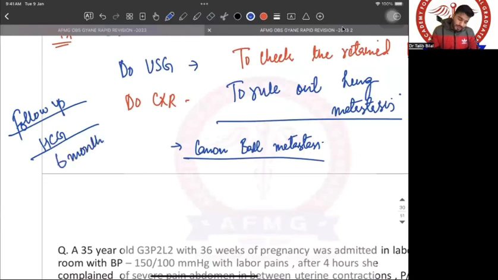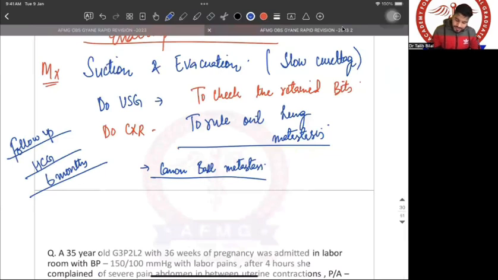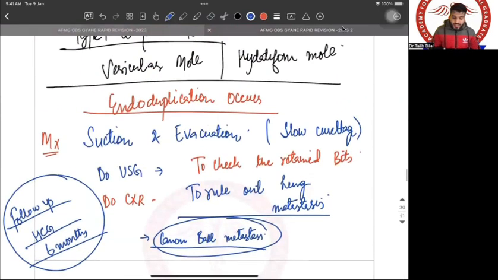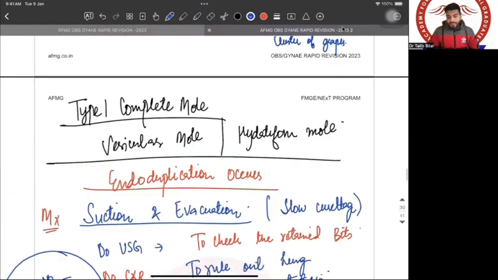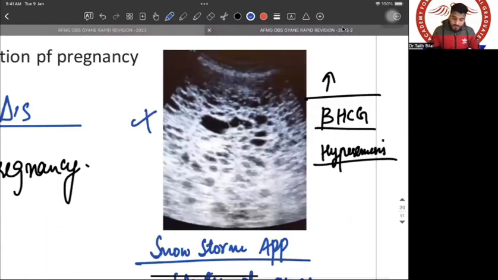6 months. Again, a question asked. Follow up for how many months after the suction and evacuation? 6 months. These are all the MCQs, guys. Cannonball metastasis is an MCQ, a previous year question, NEET PG, NCI as well. This follow-up HCG is a NEET PG PYQ. Suction and evacuation as the management is a PYQ, guys. This snowstorm appearance is a PYQ.